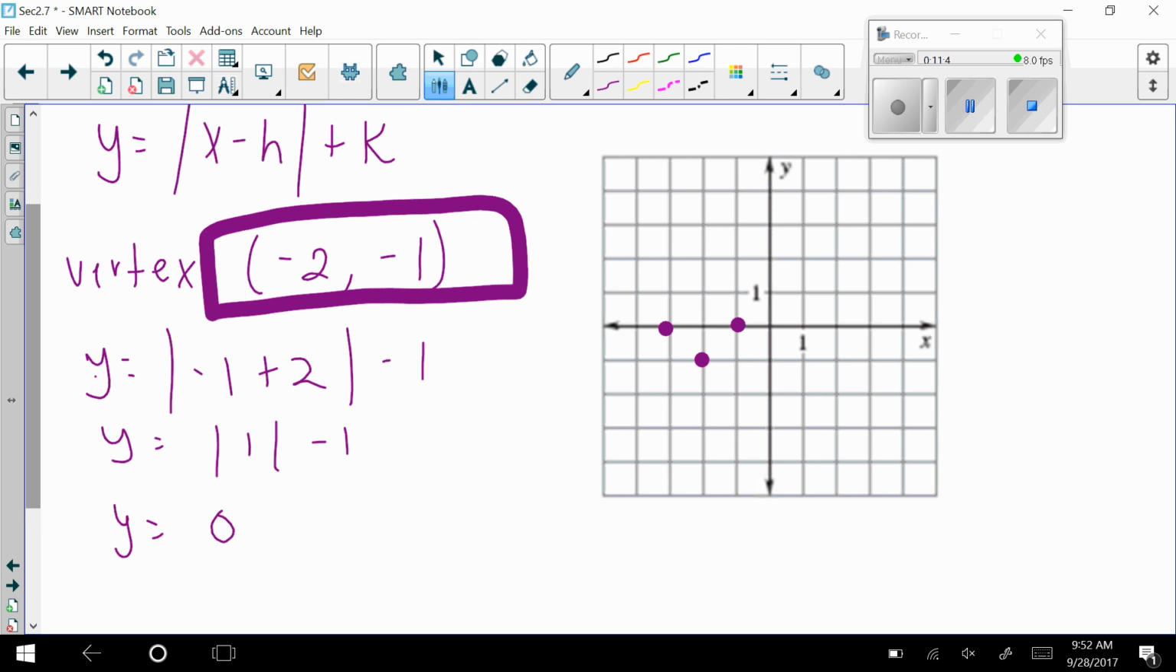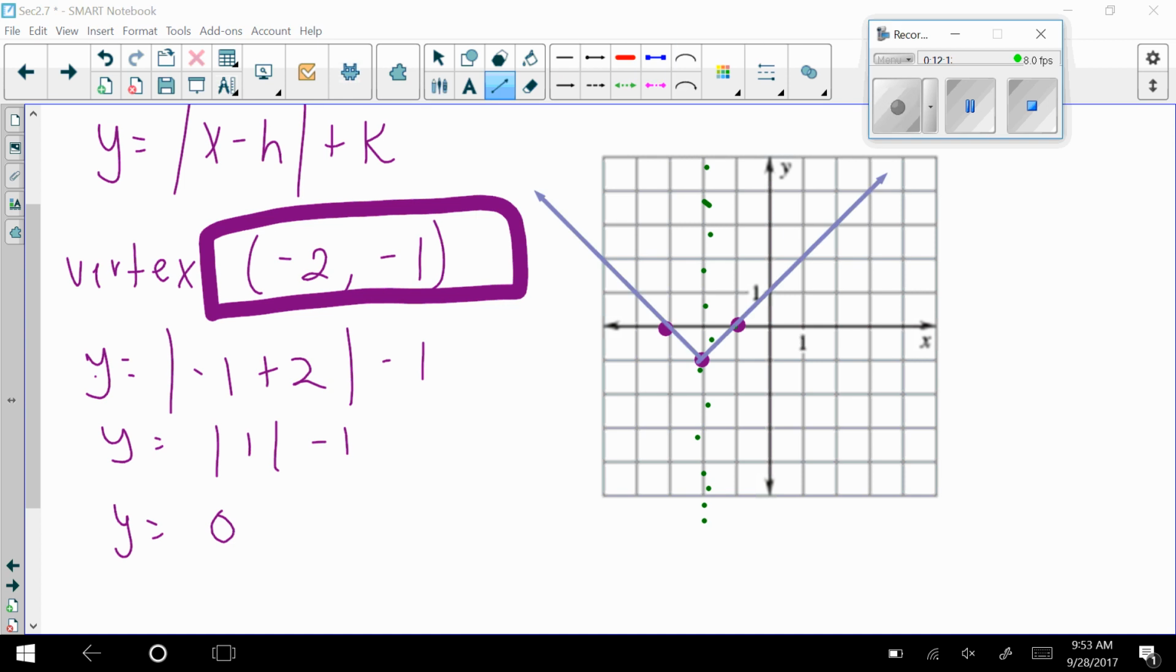So here's my second point that I plotted. And then I made a mistake when I was using symmetry, because here is actually my line of symmetry. So my third point that I should have plotted was when x is -3, y is 0. Now I can connect my points to create my absolute value function graph. So here's what my graph should look like.